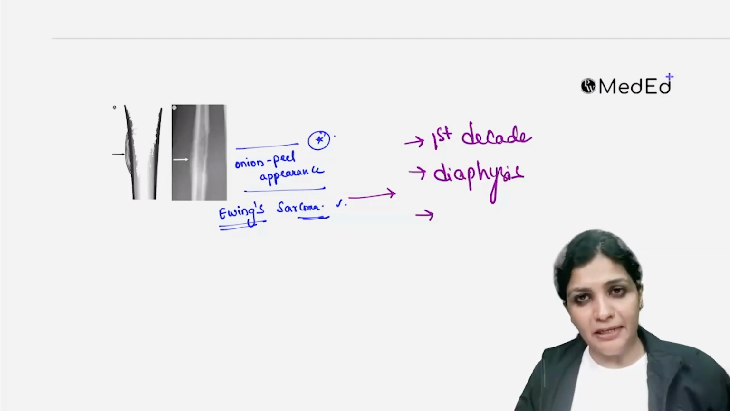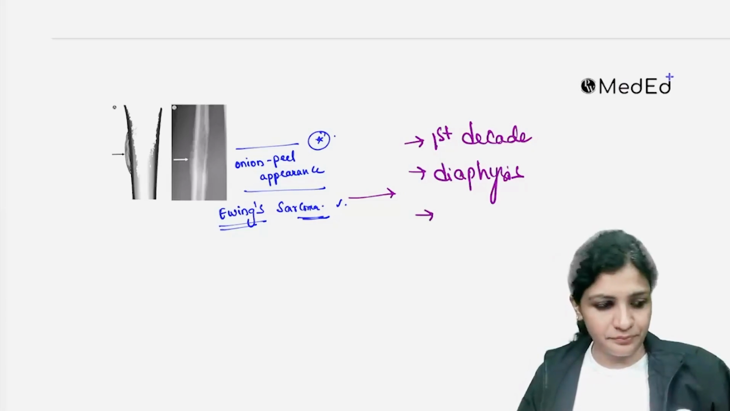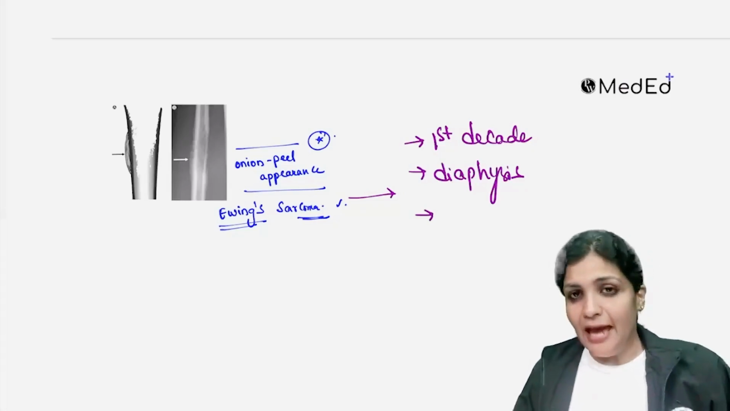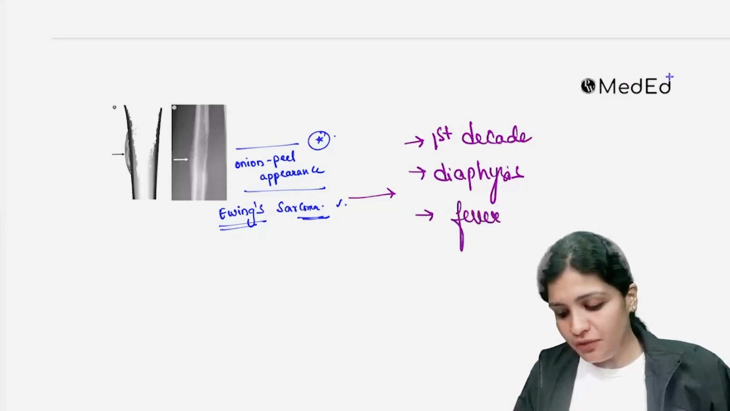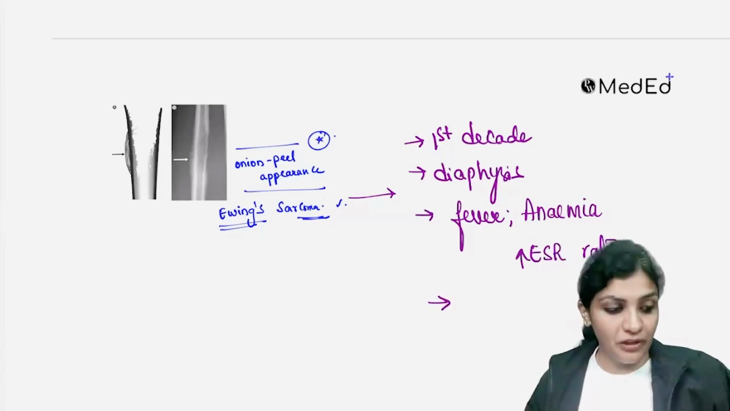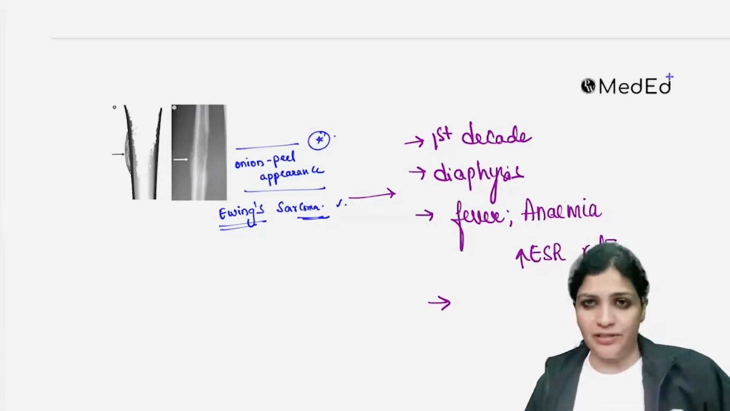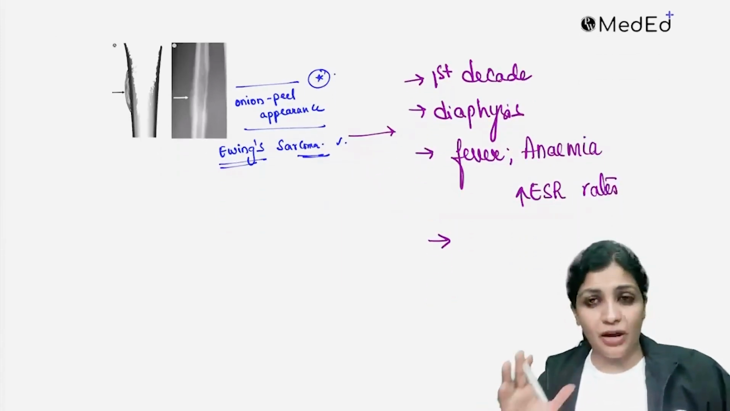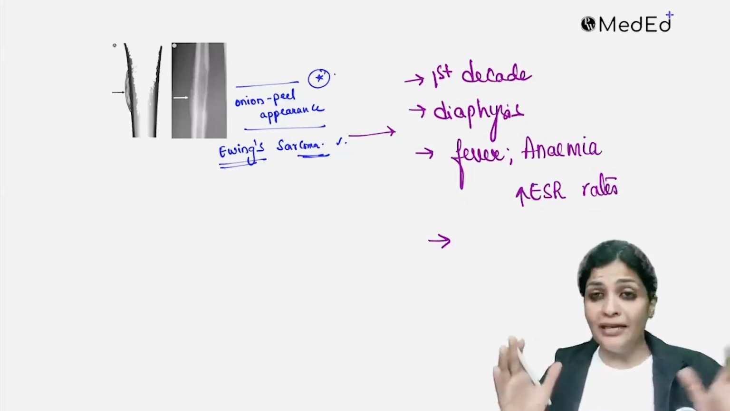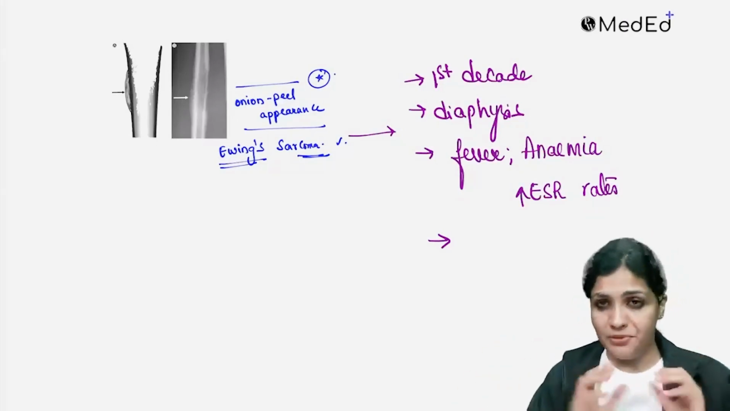and it produces onion peel appearance, that is multiple laminated periosteal reaction, and then this presents with fever, anemia, increased ESR. Right? You should not be confused between fever for osteomyelitis and Ewing's, right? So these are the conditions which we have to be very, very careful about. Hence you have to send this for biopsy, right?